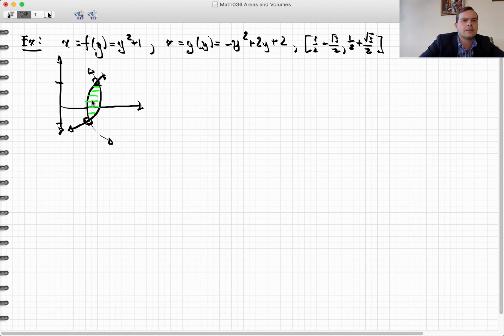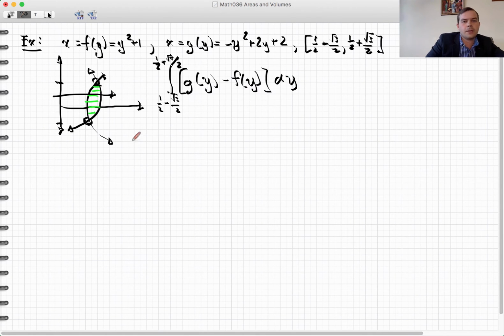And the first thing is to identify, well, if I'm integrating in the y direction now, then I need to determine what has the larger y value. So it turns out that this g of y that I've defined is actually the function that has the larger y value. And so we have our integral from 1/2 minus square root 3 over 2 to 1/2 plus square root 3 over 2 of g of y minus f of y dy.